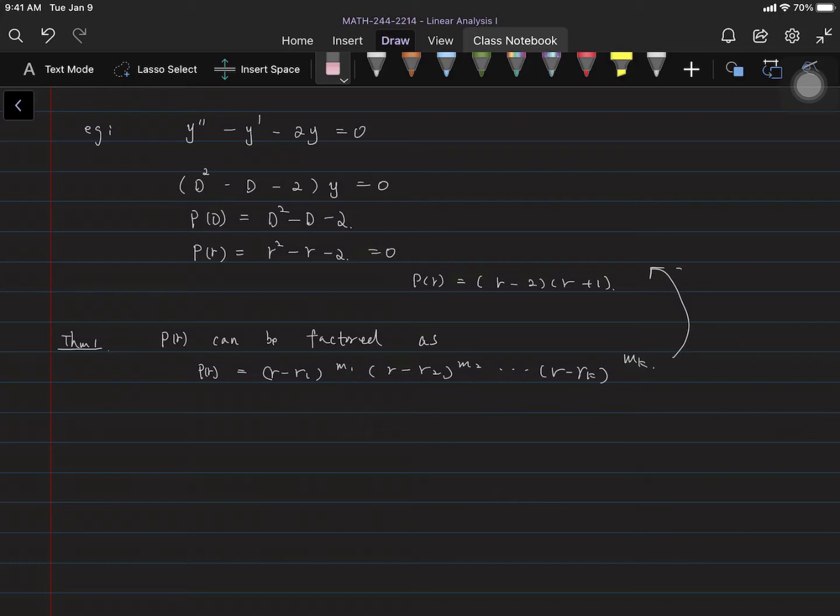All the m1 plus up to mk add up to n, so totally the power will be n. Like here, it's 1 and 1, which is power 2. Something like that. And now the following differential equation, okay, the differential equation.